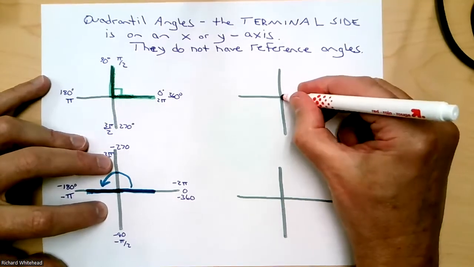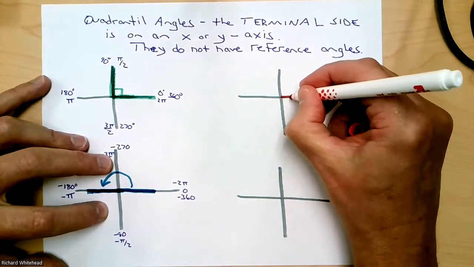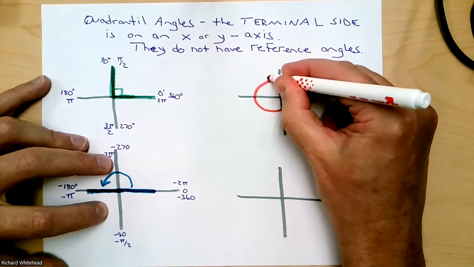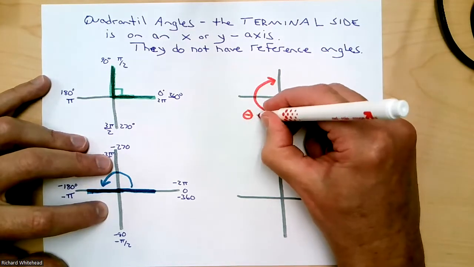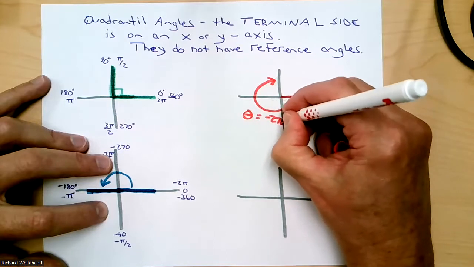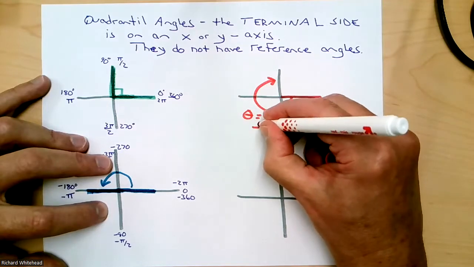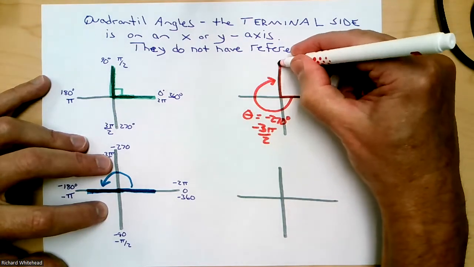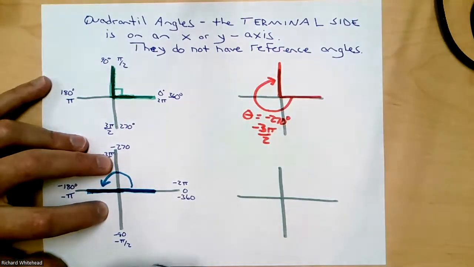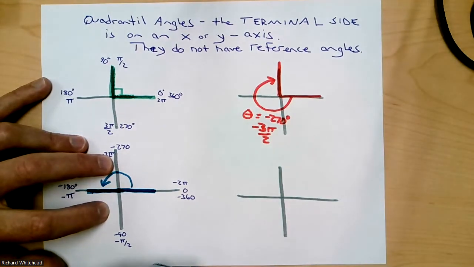Going in the negative direction, like if this is my initial side, and I go over here. So there's my angle right there. So we can call it either negative 270 or negative 3 pi over 2. That's quadrantal because my terminal side is right there.